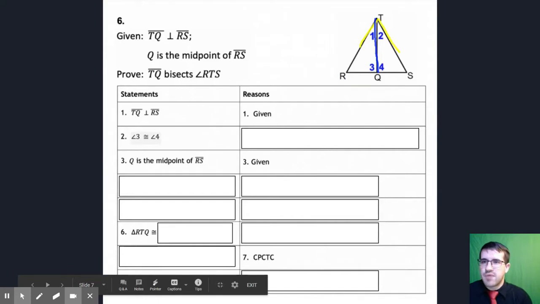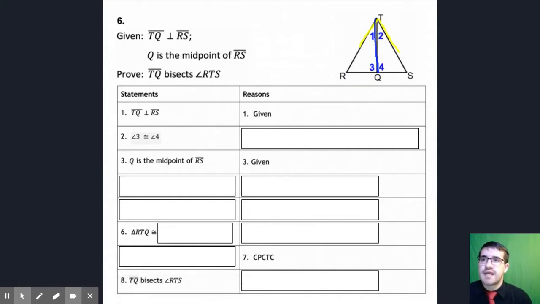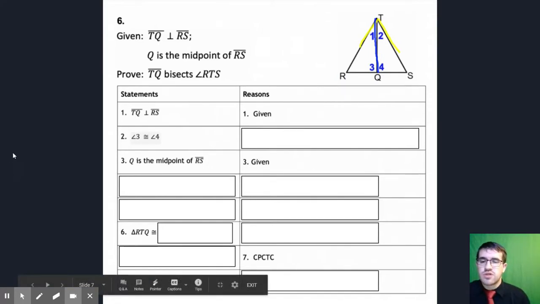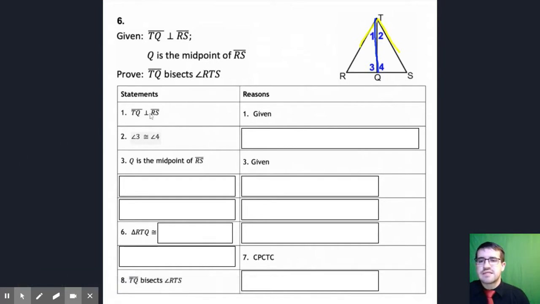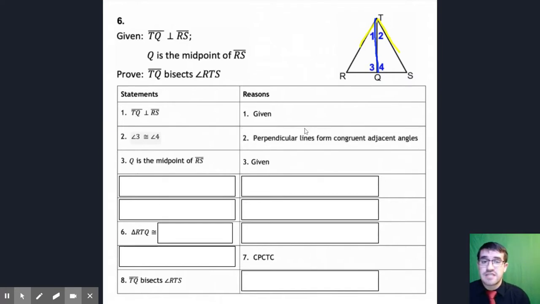So this is a little bit different than any problem we've done before because we haven't been asked to prove an angle bisector yet. So we're going to work through it step by step. So what we have at the beginning is TQ is perpendicular to RS. And what do you know about perpendicular segments and the angles that they form? Well, we know that perpendicular lines form congruent, adjacent, right angles. Since both angles are 90 degrees, they're congruent and they're adjacent. They're on each side. We saw that back with problem 3, I believe it was, where we had one right angle and then we had to insert the other right angle there. And that's all we can do with the information there.